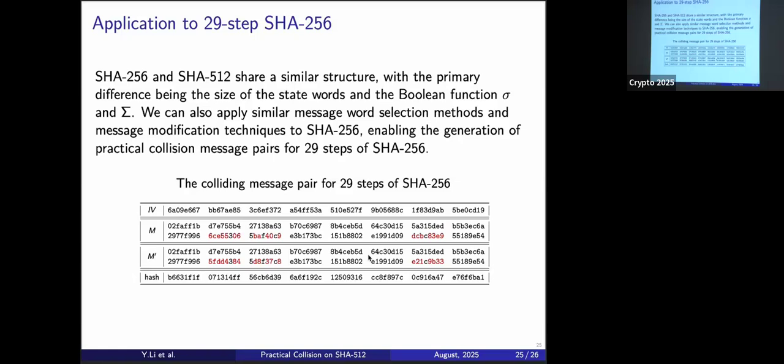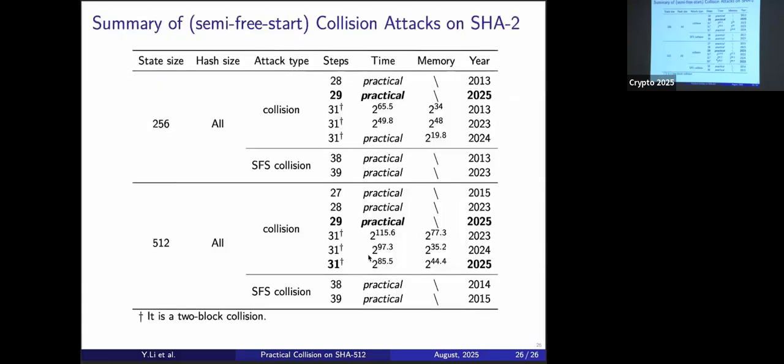With this method, we can also apply similar message selection and message modification techniques to SHA-256, and we can also obtain a practical clean message pair for 29 steps of SHA-256. And this is a summary, as shown in this table. We have obtained the currently best clean attack results for SHA-512. That's all. Thank you.